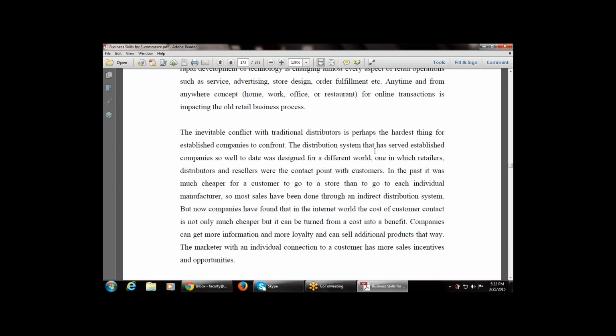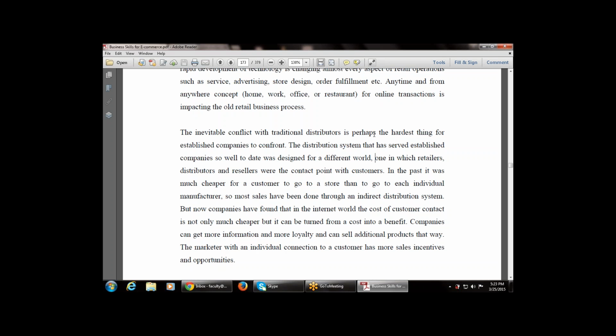In the past, it was much cheaper for a customer to go to a store than to go to each individual manufacturer. So most sales have been done through the indirect distribution system. In a traditional way, most transactions are done in the indirect distribution system, because it is cheaper for a customer to go to a store than to go to an individual manufacturer. So this is indirect marketing.